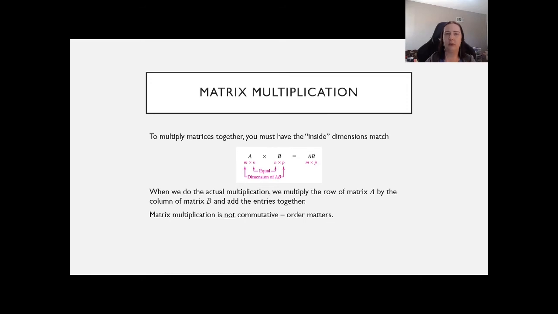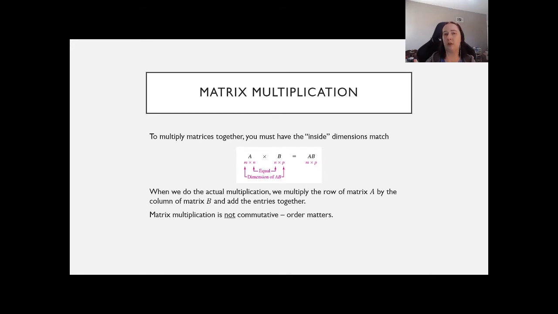What this means is that we can't reverse the order of multiplication. It's not commutative. The order that you multiply matters because we have to have specifically the inside dimensions matching. And then your result is the size of the outside dimensions. When you multiply, you're taking the row times the column, you multiply matching entries, and then you add them together, and that gives you one number.